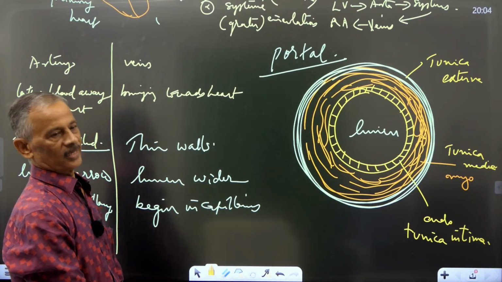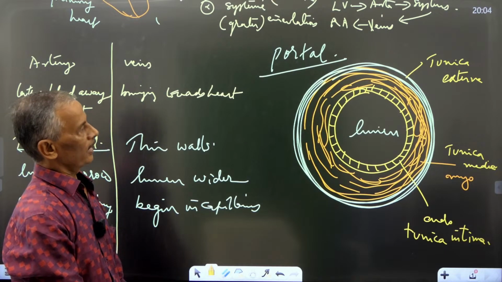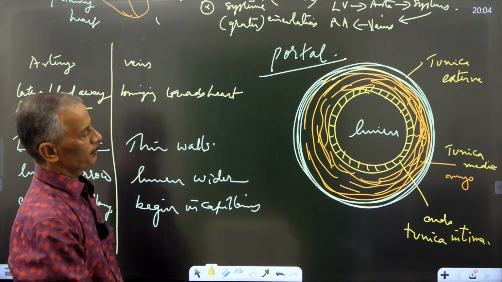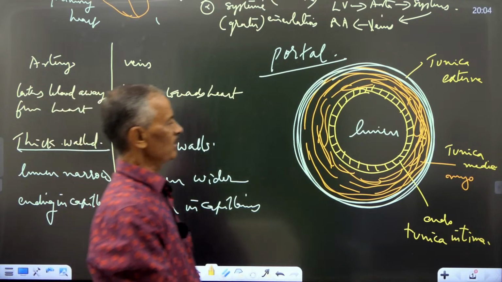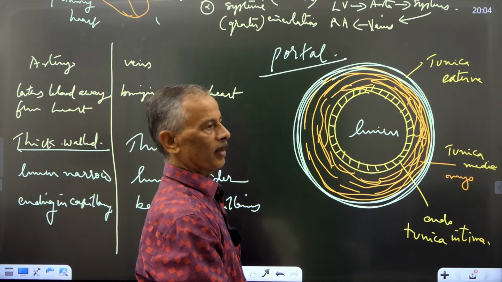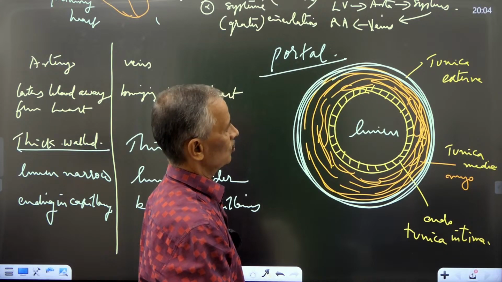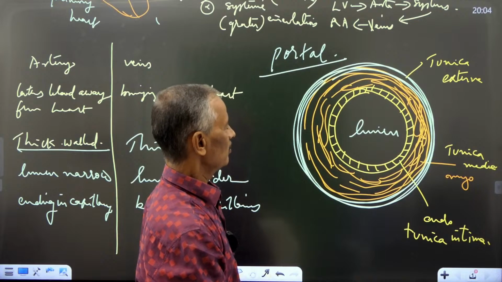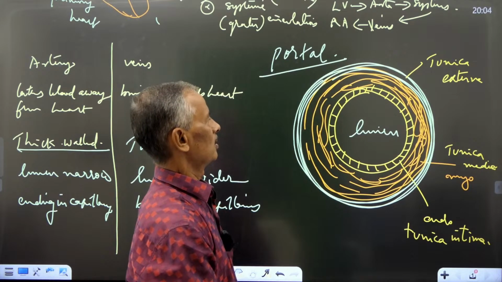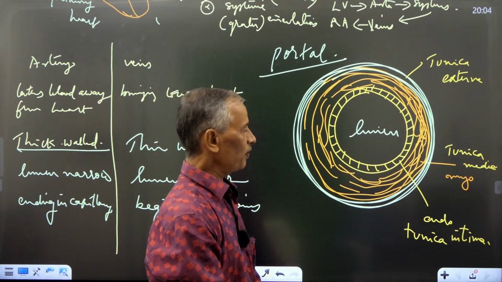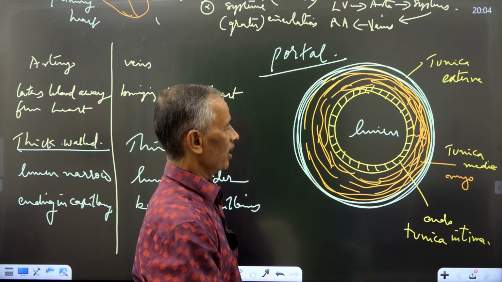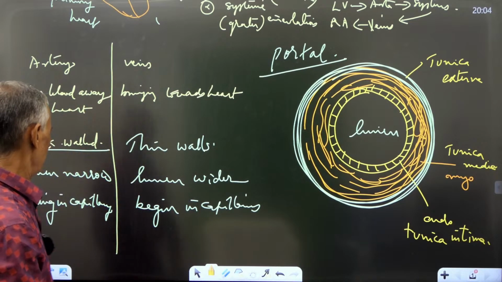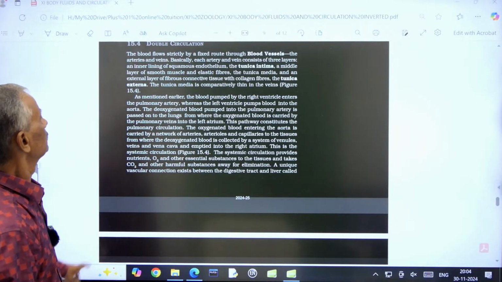Tunica means layer. The outside layer, tunica externa, is made up of connective tissues. Tunica media is made up of smooth muscles, so it is also called myothelium. Internally, smooth, flat, squamous epithelium forms the endothelium, which is called tunica intima. These are the three layers. Whereas in capillaries, you have only tunica intima, which is made up of thin, flat, squamous epithelium. Okay.